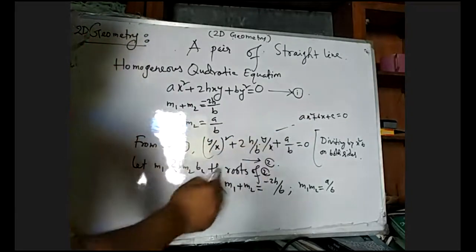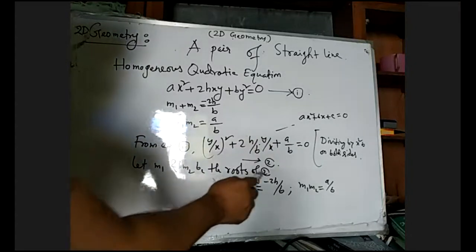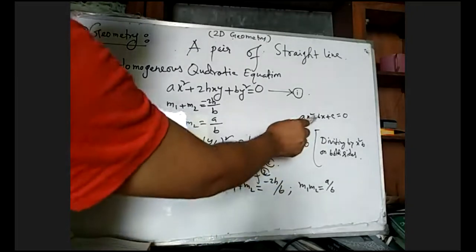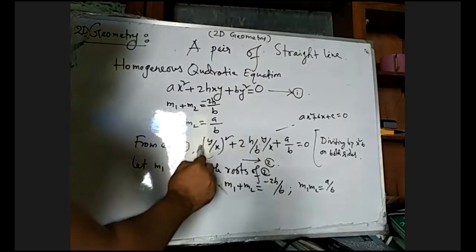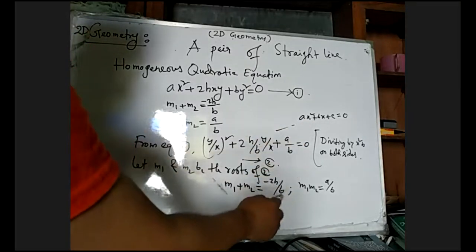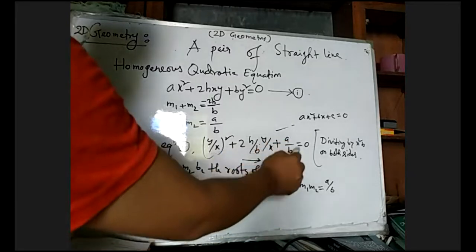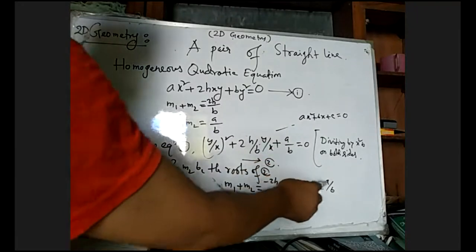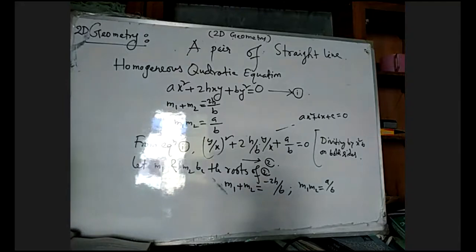Comparing with this, let us consider m1 and m2 be the roots of equation 2. The sum of the roots, what will be? Minus b by a, comparing with this, minus 2h by b divided by 1, that means minus 2h by b. And product of the roots, c by a, comparing with this quadratic equation. So c by a means what? Actually, a by b.